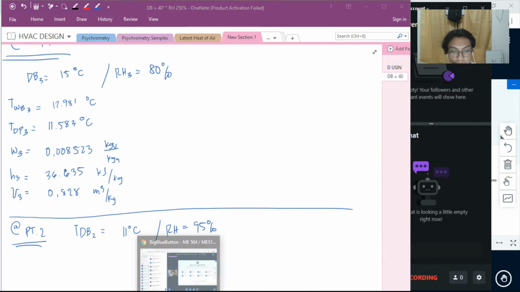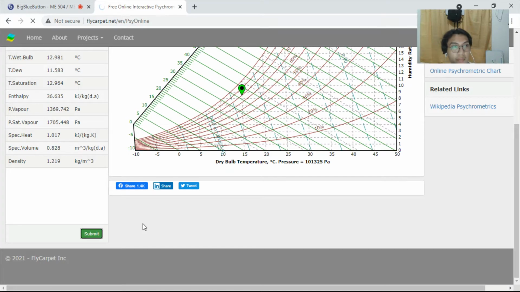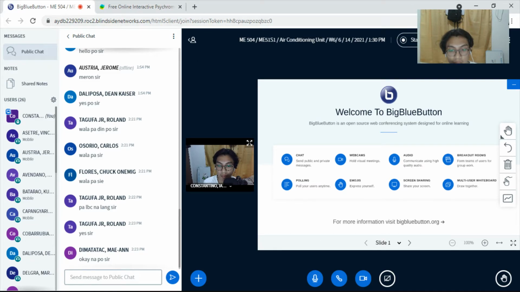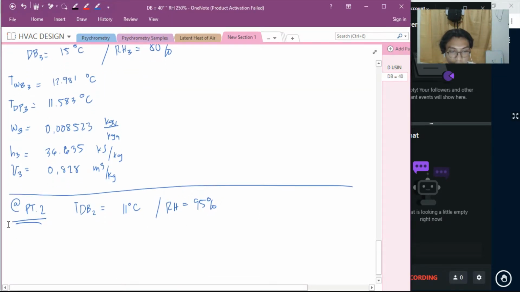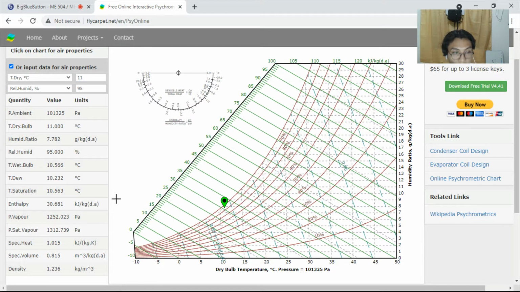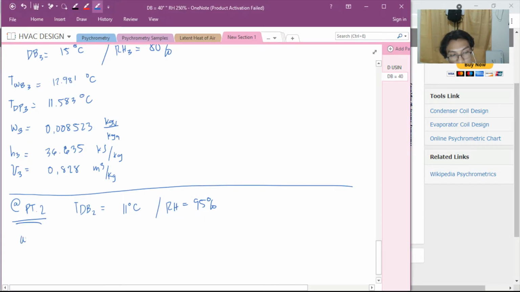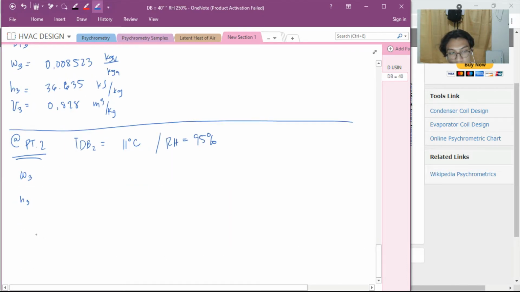Kunin ulit natin sa app. So, ito yung app natin. 11 and 95. Okay, let us proceed. Yung kulang ko sa number 2, 11 degrees Celsius and 95% relative humidity before going to your reheater. Alamin natin yung conditions dyan. Yung humidity ratio na lang, tsaka yung enthalpy and then specific volume. Huwag mo na kunin yung dew point.